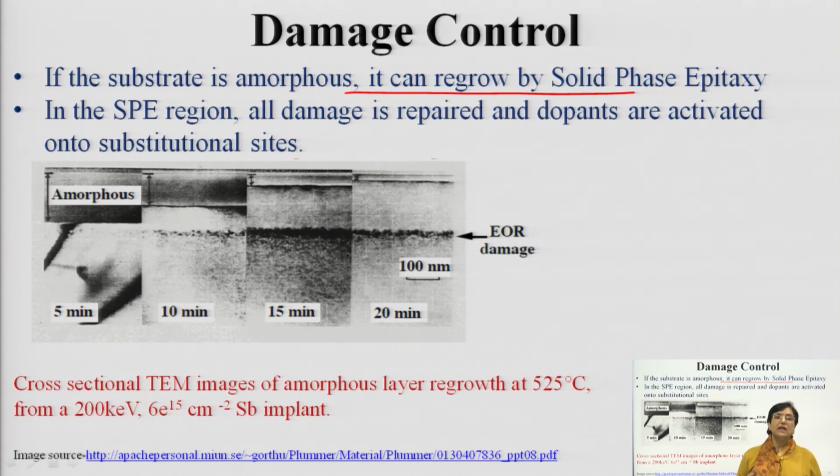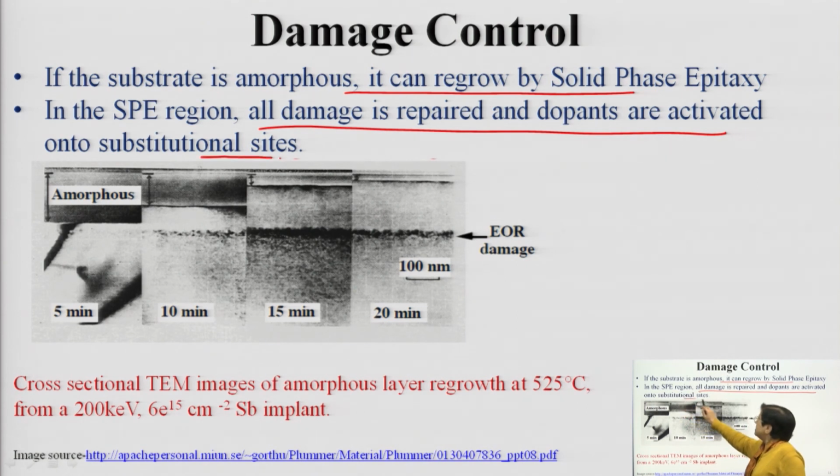So, how to overcome this damage? Once the surface is amorphous, you need to regrow it. If you want to replicate the surface, it is done by epitaxy, and therefore this amorphous substrate is again grown by solid phase epitaxy. All damage is repaired and the dopants are activated onto the substitutional sites, and you can overcome this damage by regrowing the surface.